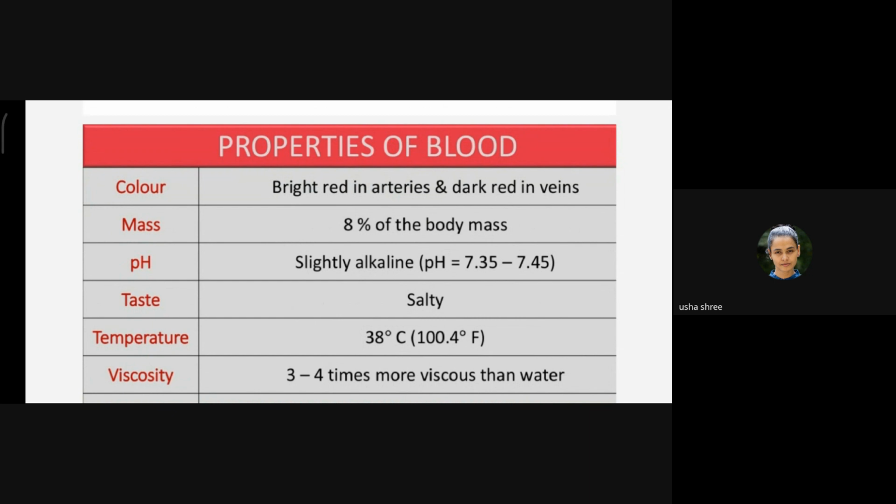Means if we divide our body mass into different categories like muscle mass, bone mass, blood mass, then 80% of the body is consisting of blood. Ma'am, on the slide it is 8. Is that 8 or 80, ma'am? It's 8. If your body is about 100 kilo, then 8 kilo of your body is blood.